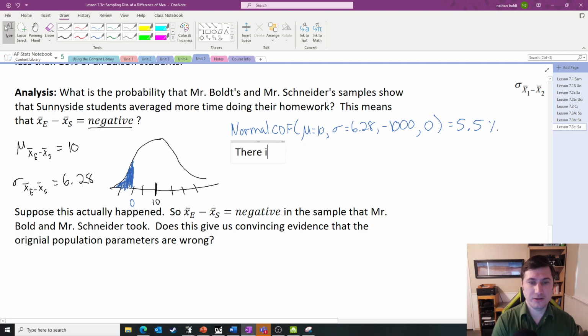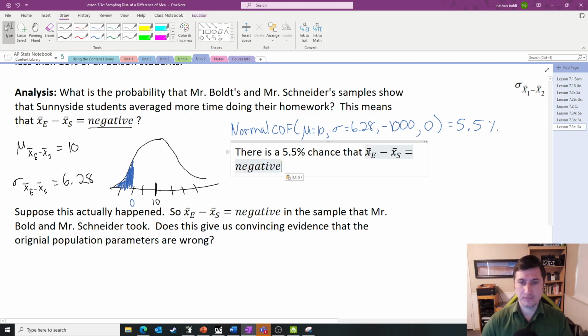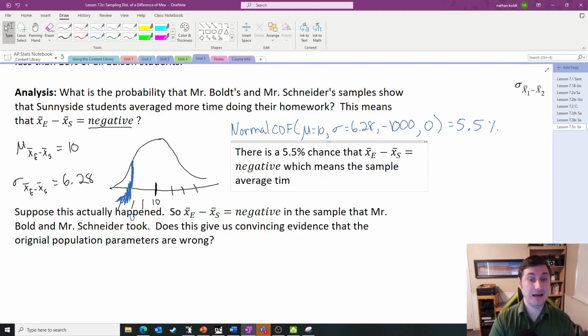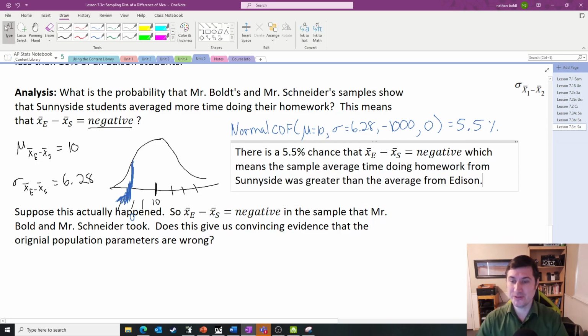So there is a 5.5% chance that quantity is negative, which means the sample average time doing homework from Sunnyside was greater than the average, I remember, we're dealing with averages now, not proportions, than the average from Edison. All right, so yeah, don't use the word proportion here. We're not doing proportions. We are doing averages. The average from Sunnyside sample is greater than the average from Edison's. There's a 5.5% chance.